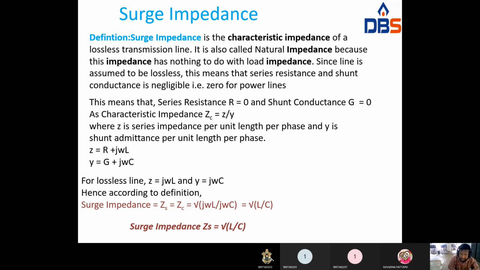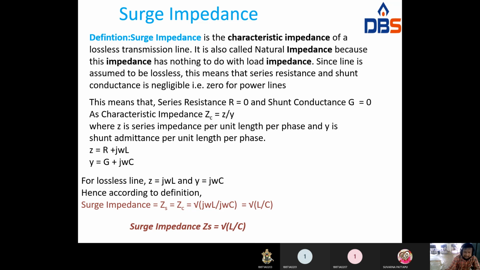So series resistance and shunt conductance are negligible. So that means inductance and capacitance remain, and the line is lossless. So resistance is zero, G is zero, conductance is zero. We know the expression is square root of (R plus j omega L) divided by (G plus j omega C). With R and G zero, it is square root of j omega L by j omega C. The j omega cancel each other. Then the surge impedance is equal to root L by C.